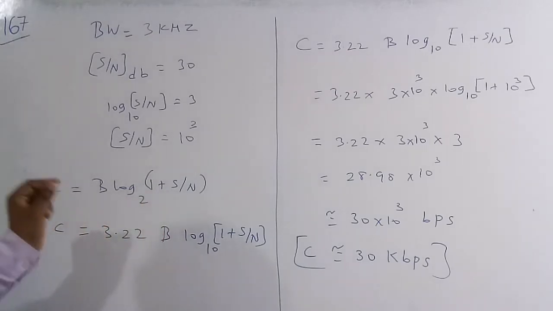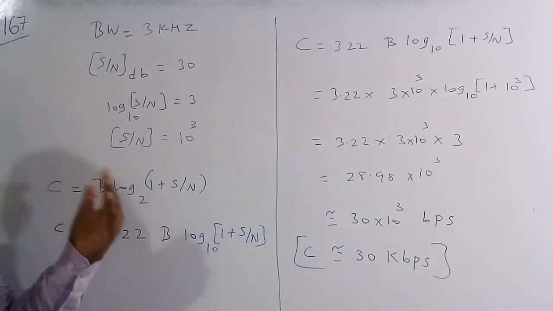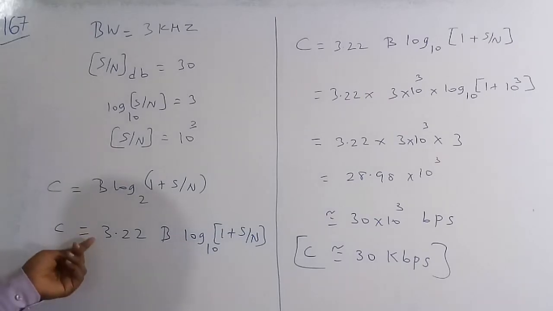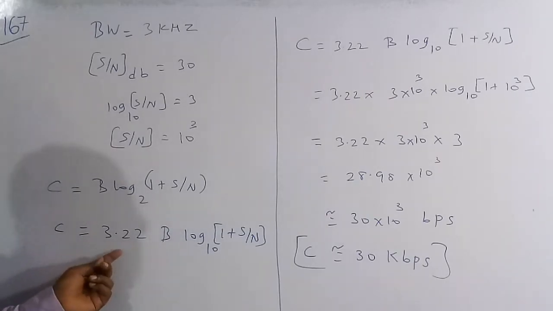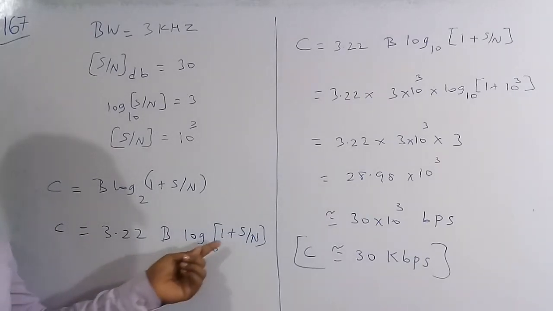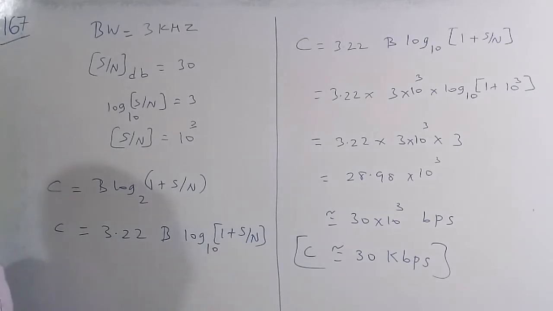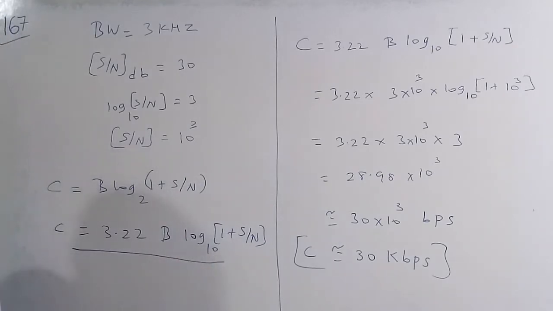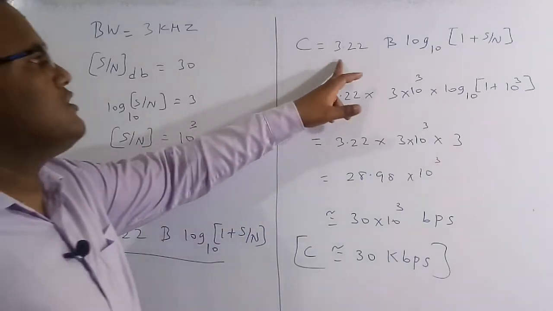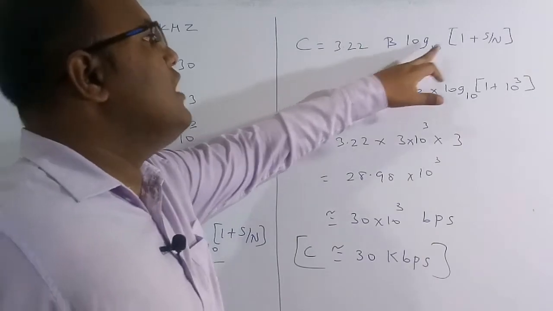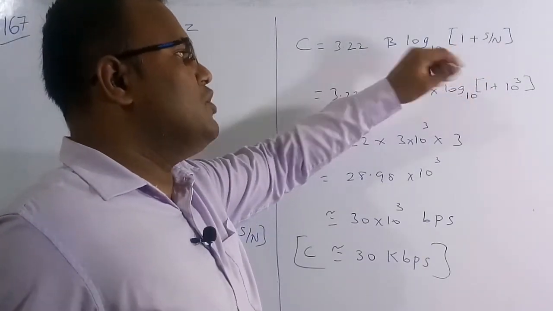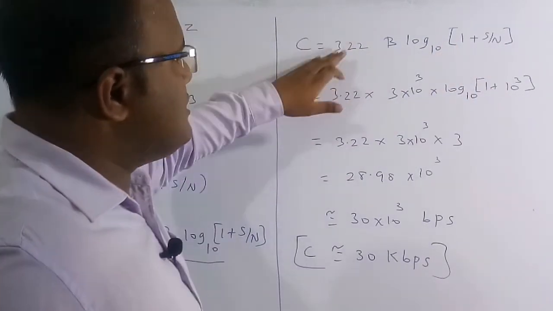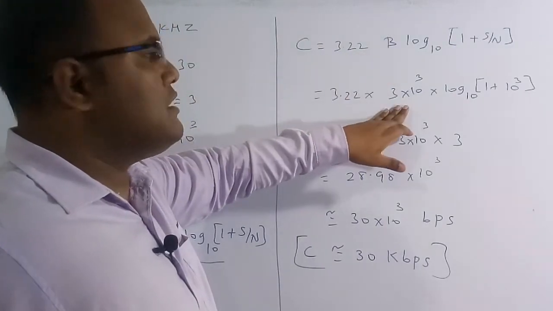Here we can convert this base 2 to base 10 by using a simple conversion. After doing that, we get C equal to 3.22 times bandwidth times log base 10 of (1 plus S by N). This is called the Shannon-Hartley law. Now I am going to use this relation to solve this numerical. So C is equal to 3.22 into bandwidth into log base 10 of (1 plus S by N). If you see carefully, the bandwidth is 3 kilohertz.